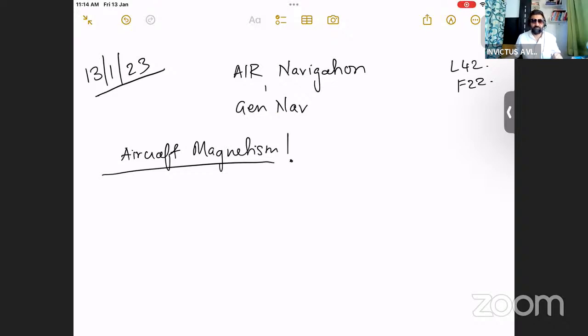You have one more question. If two aircraft are flying very close to each other, will they affect each other's magnetic properties? Not really. That will not happen. Don't worry about it. That will not happen.